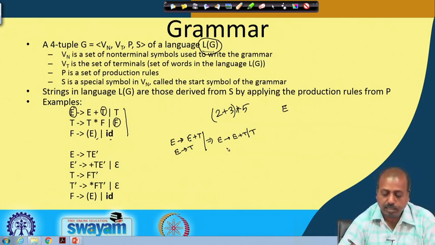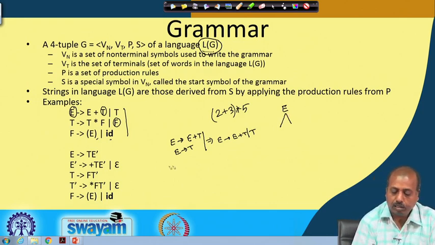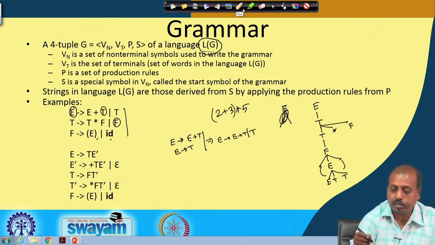So let us go back to the point. For E, I can use this rule, E producing T, and then T producing T star F, and then this T producing F producing E, and this E producing F producing within brackets E, and then this E again giving the remaining part. So this is actually giving E plus T. Okay, let me draw it afresh because it is not clear.